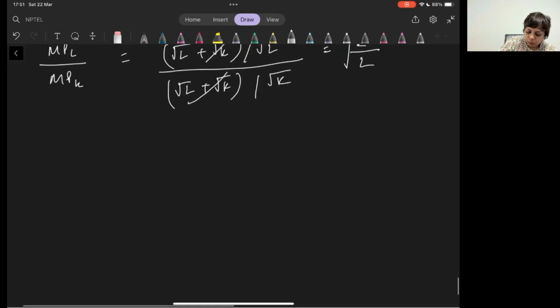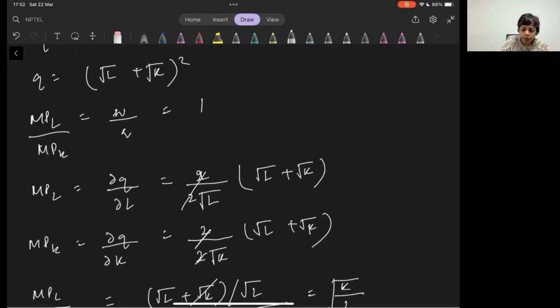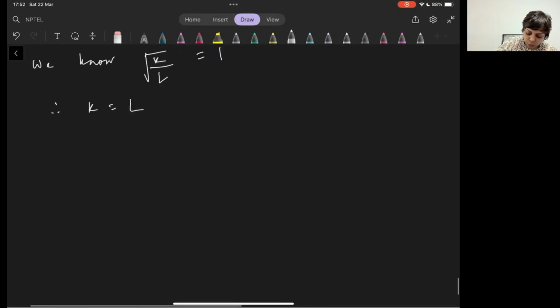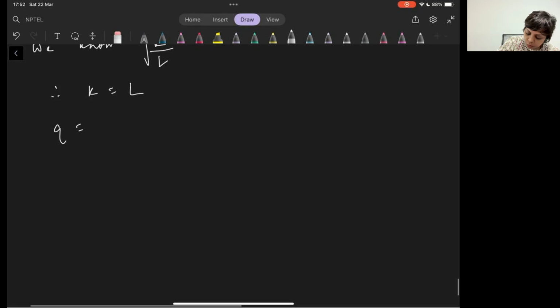Now we know from previous relation that root K upon root L is equal to 1 because we just derived that in the previous part where we did this. In this case, fortunately, W and R are both same. That leads to this condition. Therefore, K is equal to L. Okay, so now the whole thing becomes very simple because then you have what? Q is equal to root K plus root L whole square.